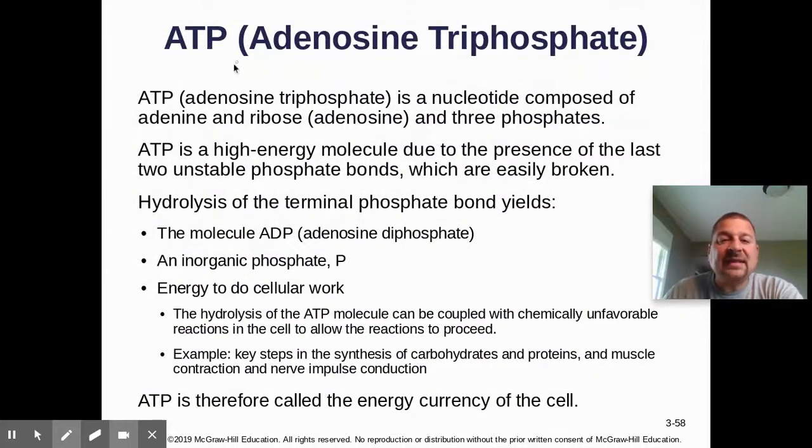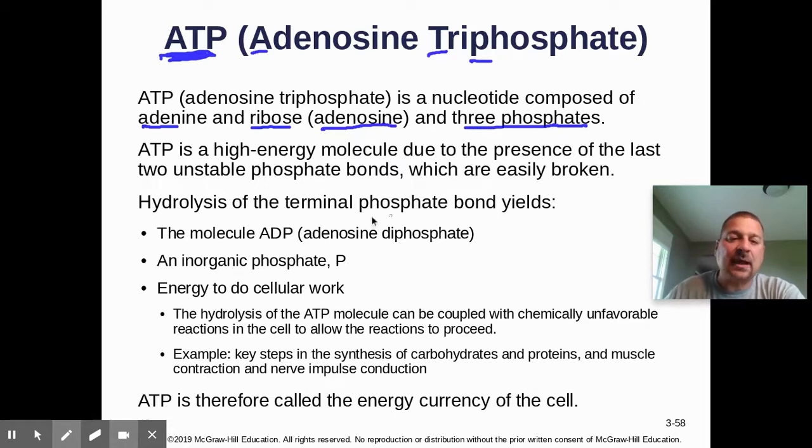The other nucleic acid that we talk a lot about in biology is adenosine triphosphate, ATP. ATP is a nucleotide composed of adenine and a ribose sugar. Those together, adenine and ribose, that's where we get adenosine. And then it's got 3 phosphates, hence the triphosphate. And we'll look at the structure on the next slide.